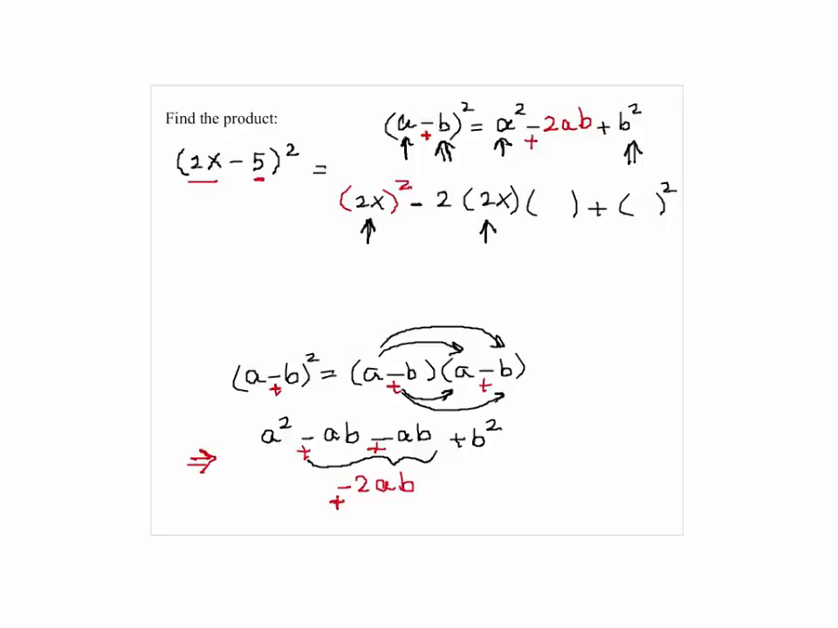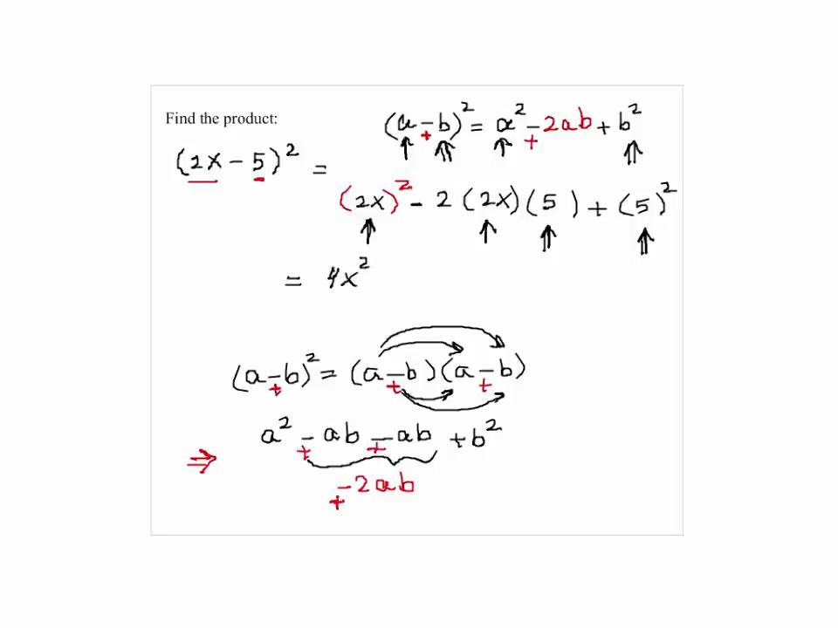And what would be the second term here? 5. Very good. 5 goes here too, right? Yes. Okay. So that's the second term. So if I expand this, what do I get? 2x squared is equal to what? 4x. You mean 4x squared?